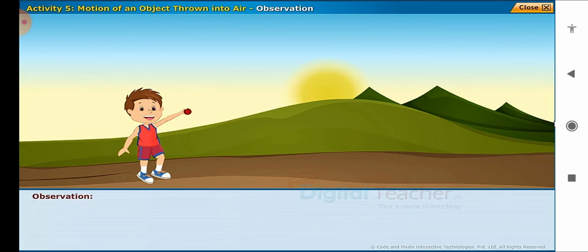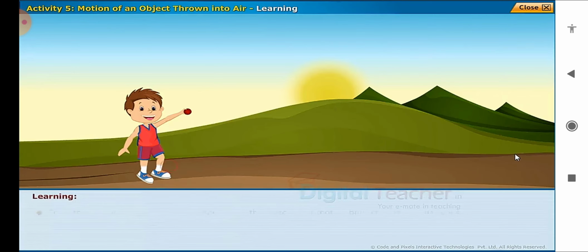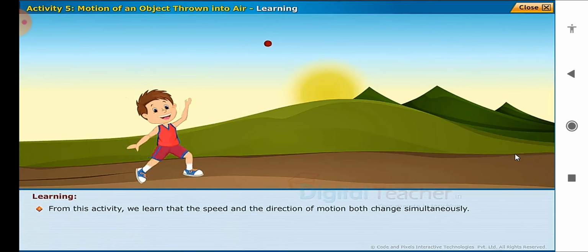Observation: we observe that the speed of the ball decreases on the upward slope and increases on the downward slope, and the direction of motion also changes continuously. From this activity, we learn that the speed and the direction of motion both change simultaneously.